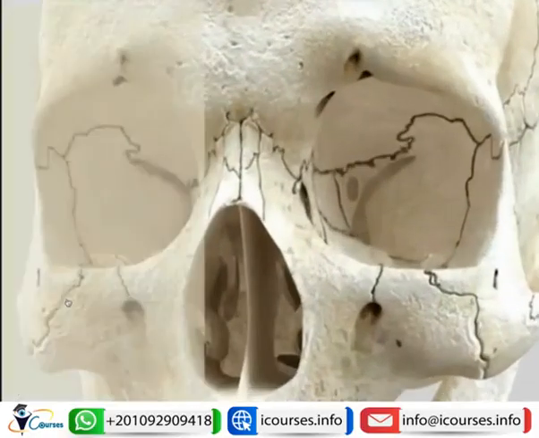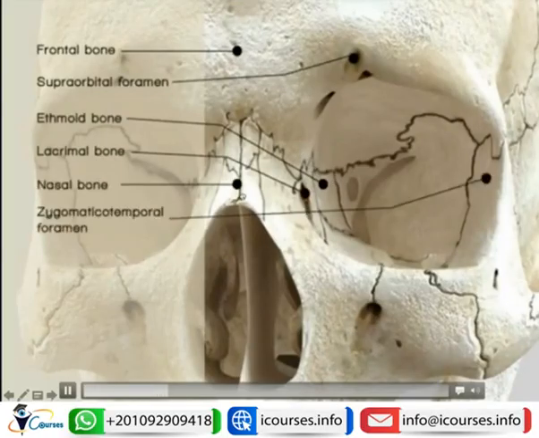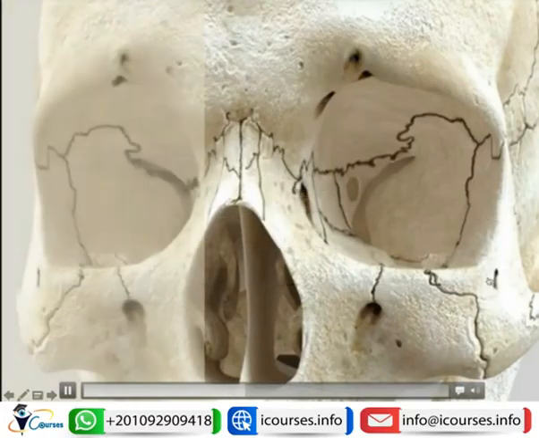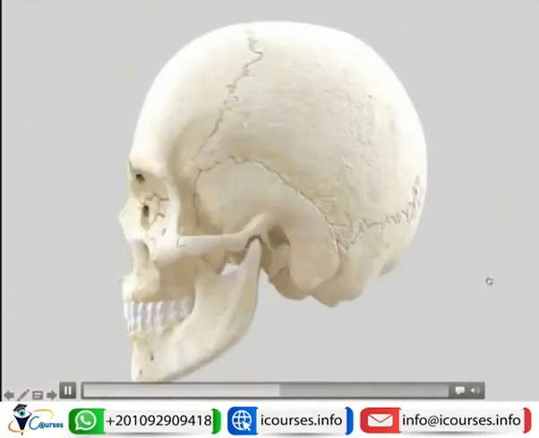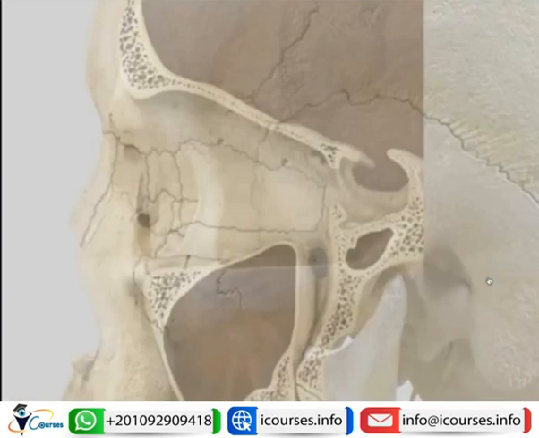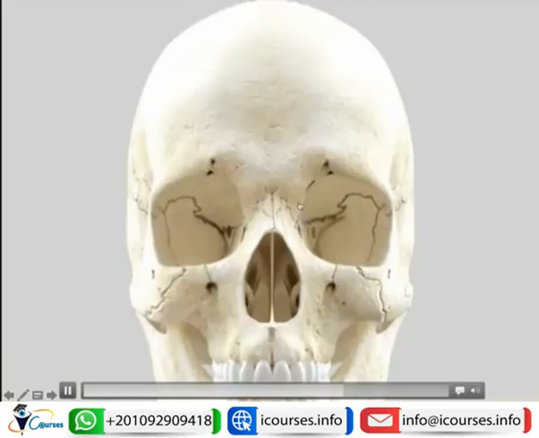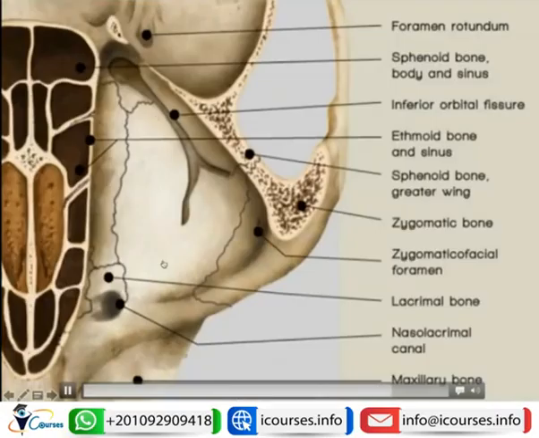Here is the orbit, and this is the supraorbital foramen, the ethmoidal bone, lacrimal bone, nasal bone, zygomatic-temporal foramen, and the zygomatic bone, zygomatico-facial foramen, infraorbital foramen, and the maxillary bone. This is the medial wall, the quadrangular bone made of the frontal process of maxilla, lacrimal bone, ethmoidal bone, and the sphenoidal bone. Then we have the roof made of the orbital plate of the frontal bone and the sphenoidal bone.